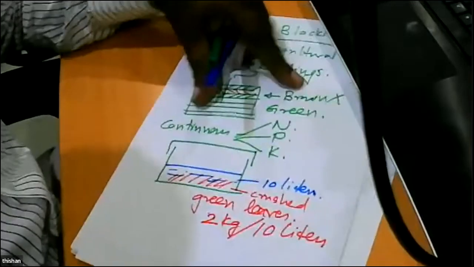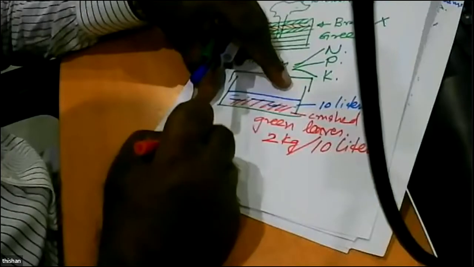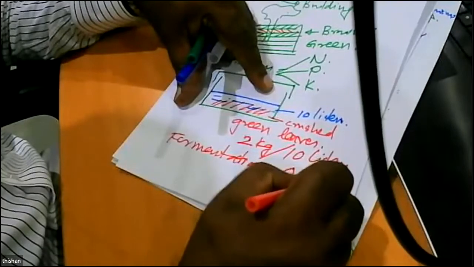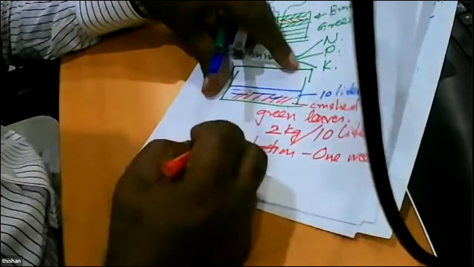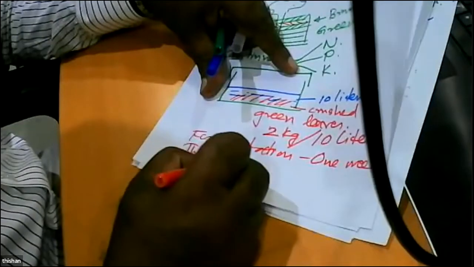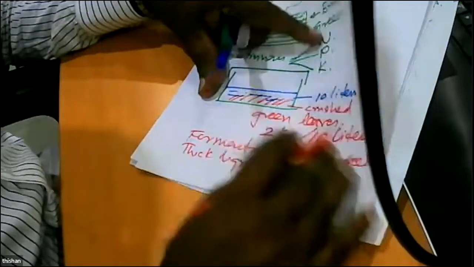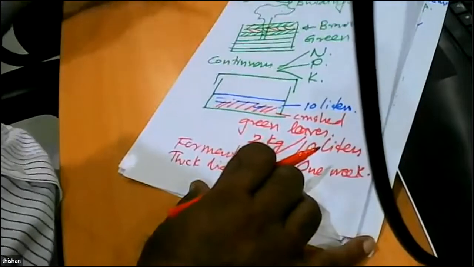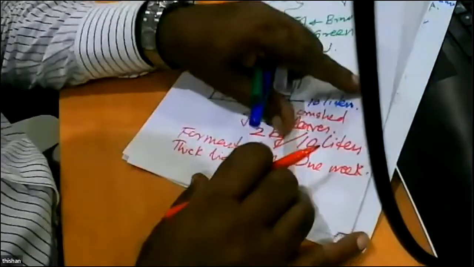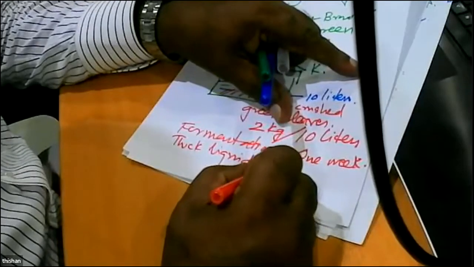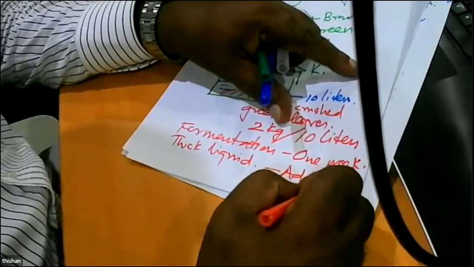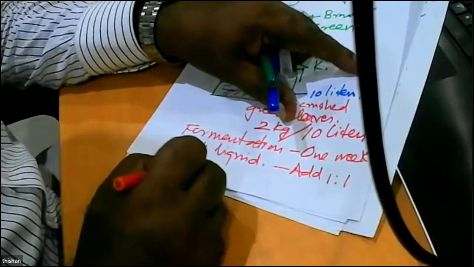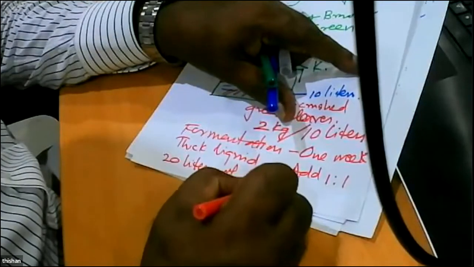And then you allow it to ferment for 1 week. Then you get a thick liquid. That means when you get a thick liquid, all the ingredients in the leaves of the invasive plants will all be in the water. Then you add water 1:1. That means from 10 liters, you can make 20 liters of liquid fertilizer.